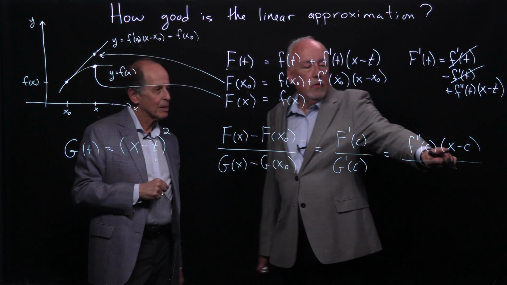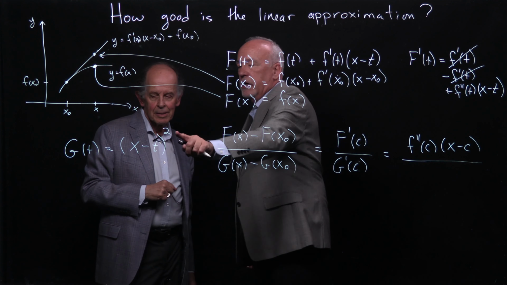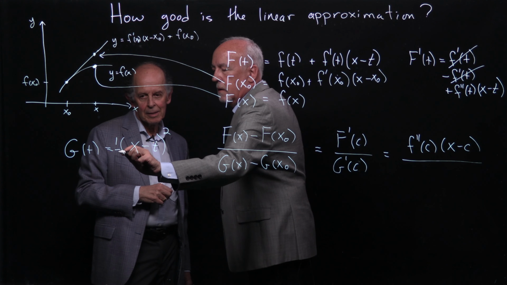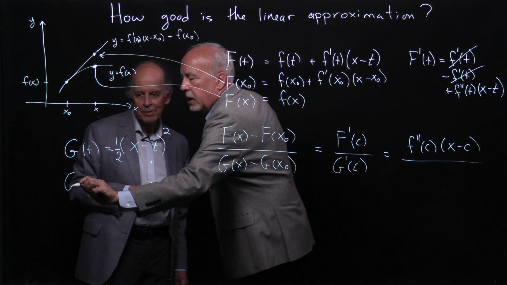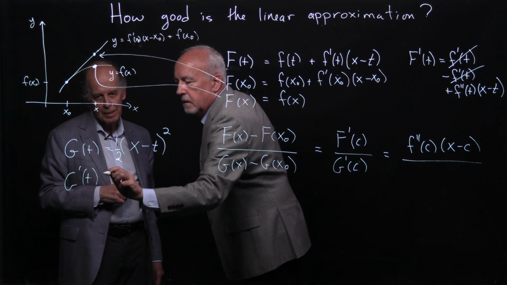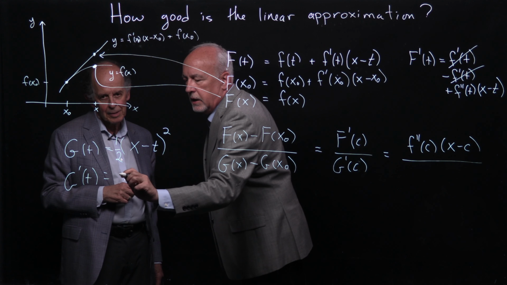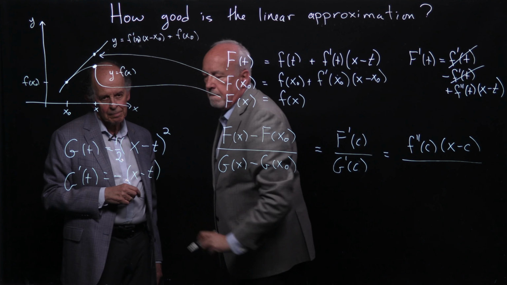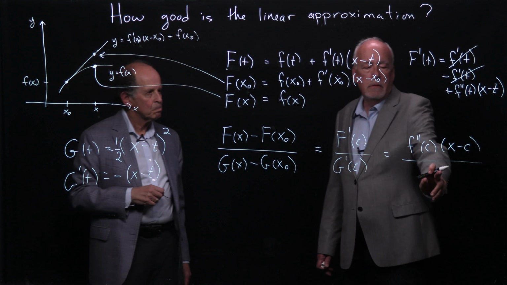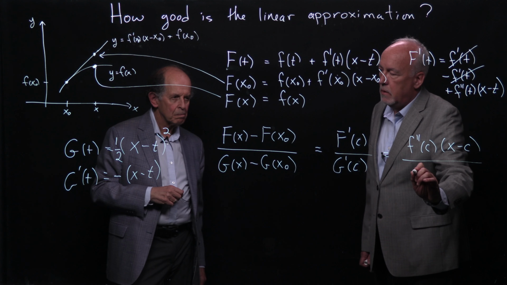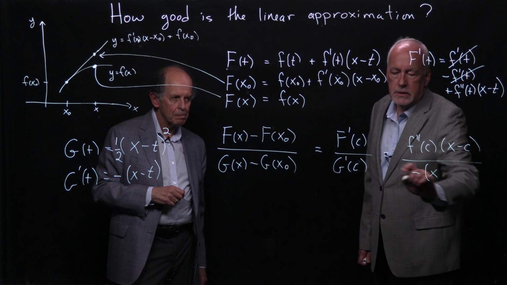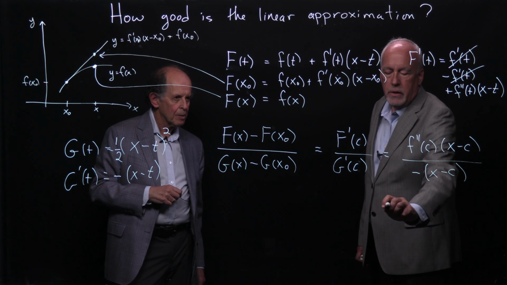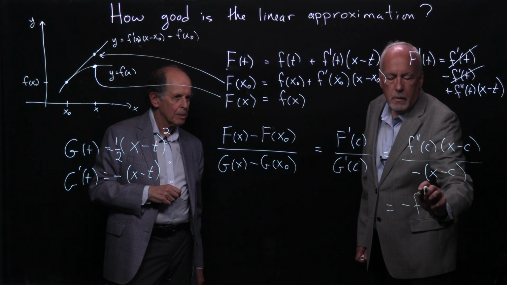Exactly. Now, I want an x minus c. If I differentiate this, the 2 comes out in front. I don't want 2, so I'm going to put a half here. That way, g prime is t. Oh, I got a minus sign, but that's okay. So here, I have a minus x minus c, because it's evaluated at c. So these cancel, and I'm left with minus f double prime of c.